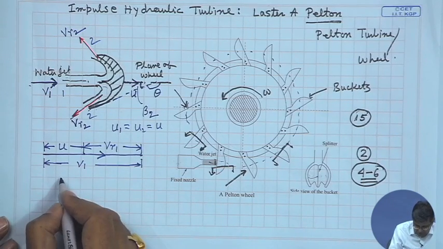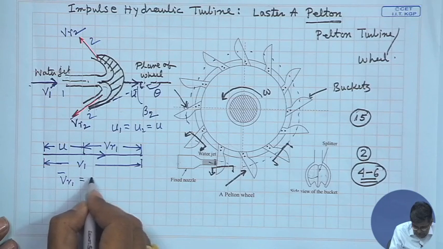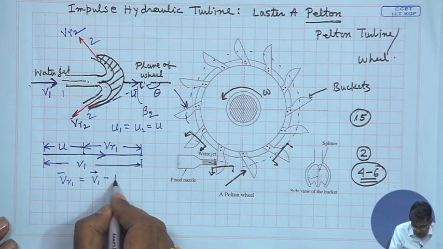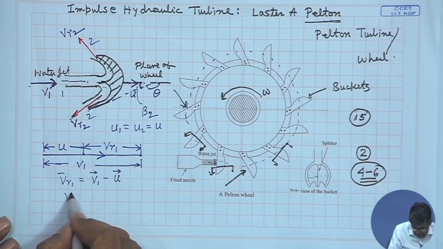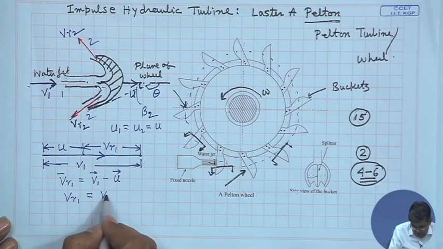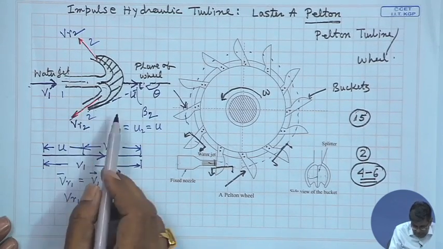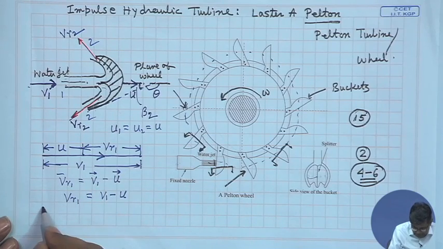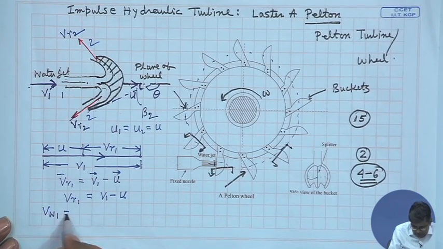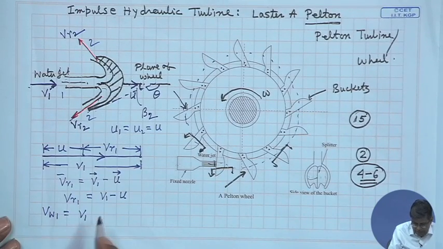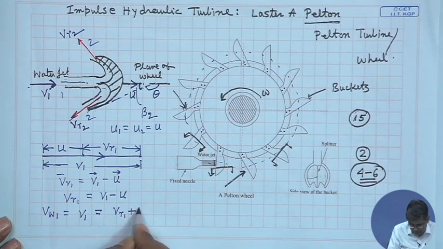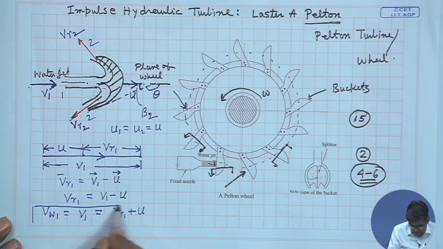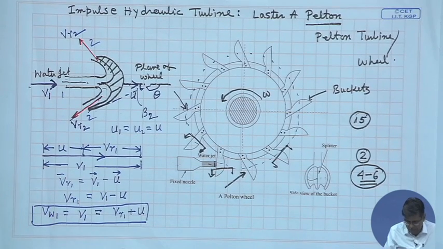Well, now we know the definition. Relative velocity is the vector subtraction V1 minus U, and here they are in the same direction. So, VR1 is V1 minus U. Now, the tangential component of the fluid velocity at inlet, VW1, is nothing but V1, because V1 itself is in the tangential direction. So, that will be equal to VR1 plus U.